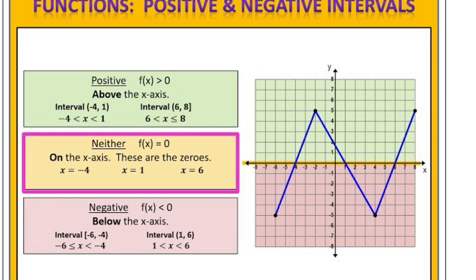So what does that mean? That means if I have a graph that looks like this, and everything is above the x-axis, that would be a totally positive function. And conversely, if it was down here, that would be a negative function. Okay?